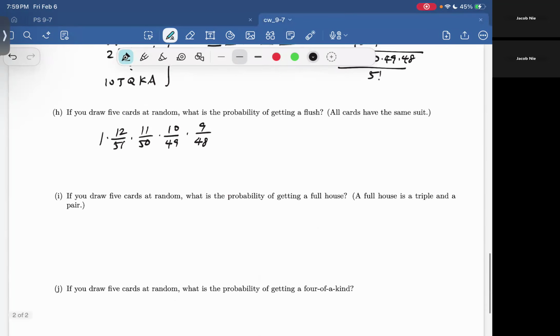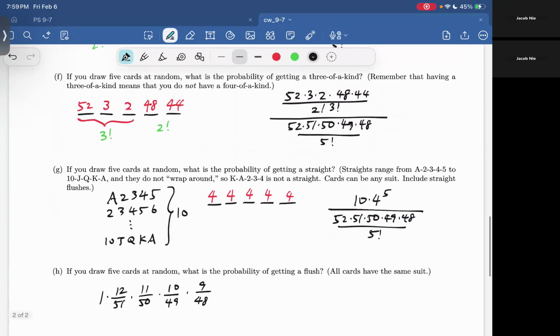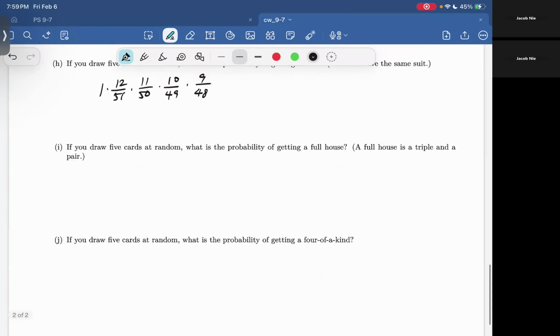If I draw 5 cards at random, what is the probability of getting a full house? This one's very similar to part F, right? Full house is a triple and a pair. Let's say that the first 3 are the triple and the last 2 are the pair. We'll have 52 choices for the first card, 3 for the second, 2 for the third, 48 for the fourth, and 3 for the fifth because I want to match the rank of the fourth card.